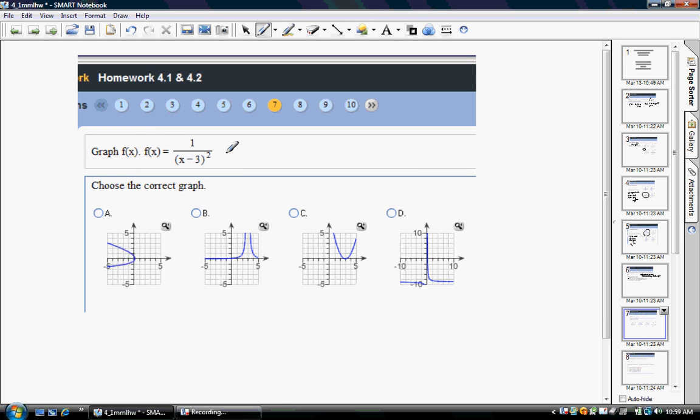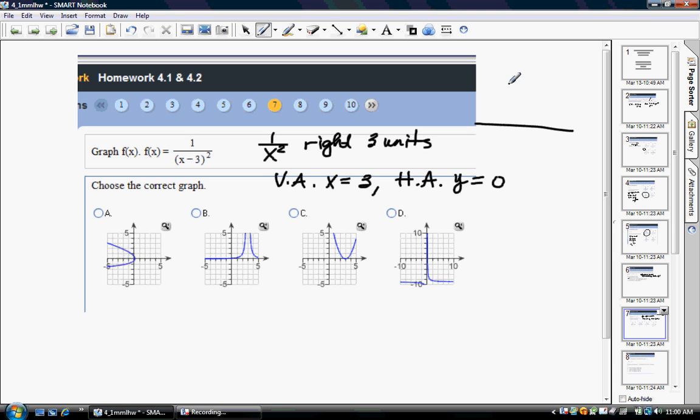Graph f of x is equal to 1 over x minus 3 squared. Okay, so this is the graph of 1 over x squared shifted right 3 units. So we've got to think about how our asymptotes are affected. So our vertical asymptote is again what makes the denominator 0, but we can see that from the shifting of it right 3. So the vertical asymptote is at x is equal to 3. The horizontal asymptote did not change in this shifting right, so it's still y is equal to 0.